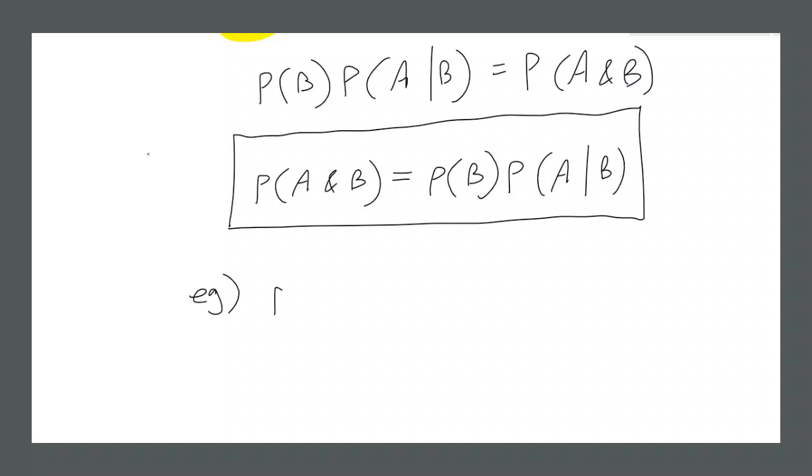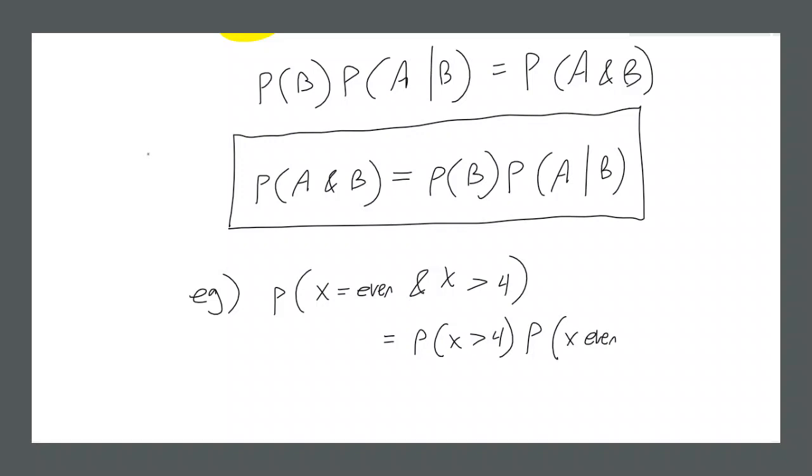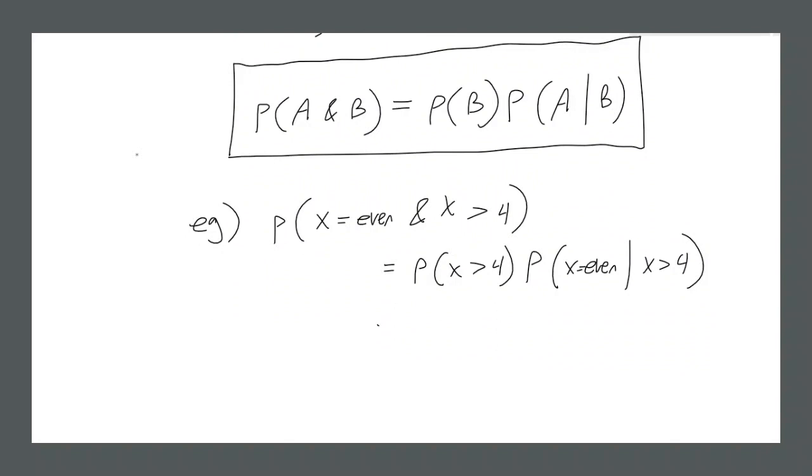So for example, the probability that x is even and x is greater than 4 is going to be the probability that x is greater than 4 multiplied by the probability that x is even given that x is greater than 4. So what's the probability that x is greater than 4? Well, there are only two outcomes on a dice that are greater than 4, the 5 and the 6. That's going to be 2 out of 6. And what's the probability that x is even given that it's greater than 4? Well, there are only two outcomes greater than 4, the 5 and the 6, and only one of them is even, so that's 1 out of 2.